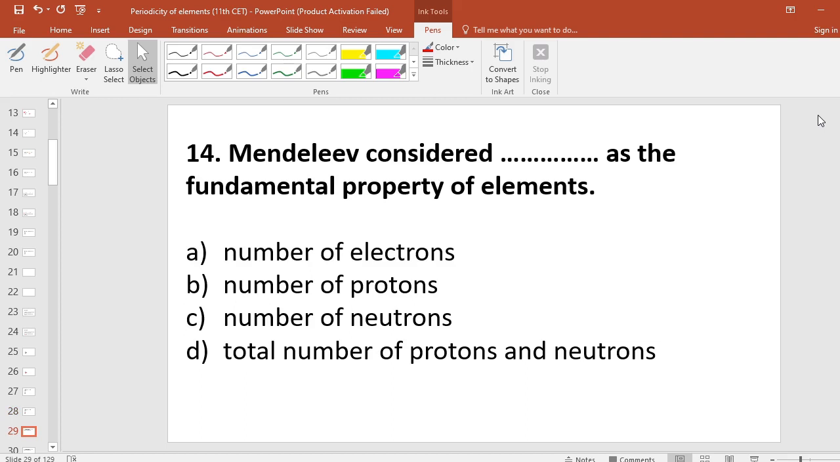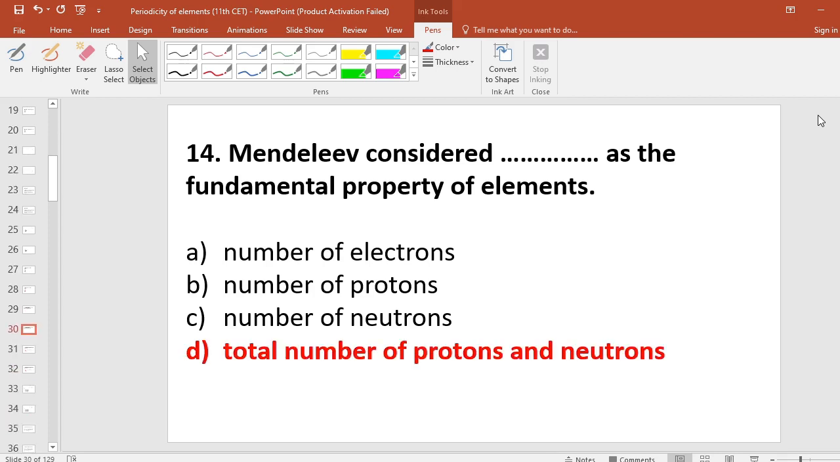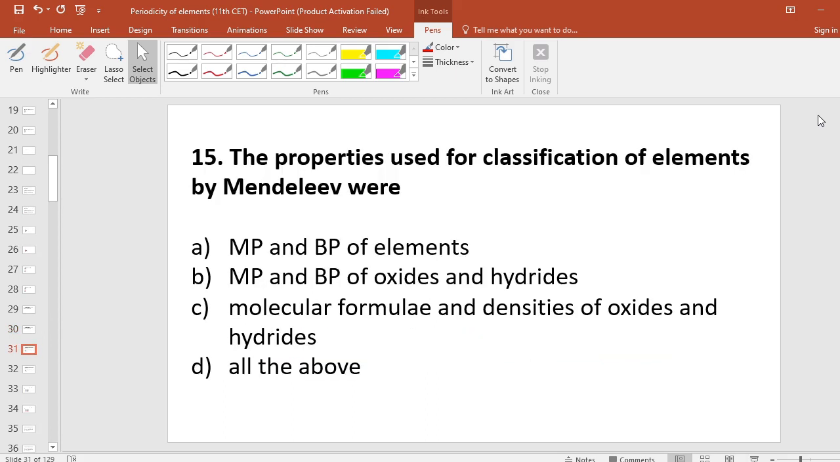Mendeleev considered which property as the fundamental property of elements? We all know that Mendeleev's periodic table was based on atomic mass, and therefore the answer is total number of protons and neutrons, which decide the atomic mass.